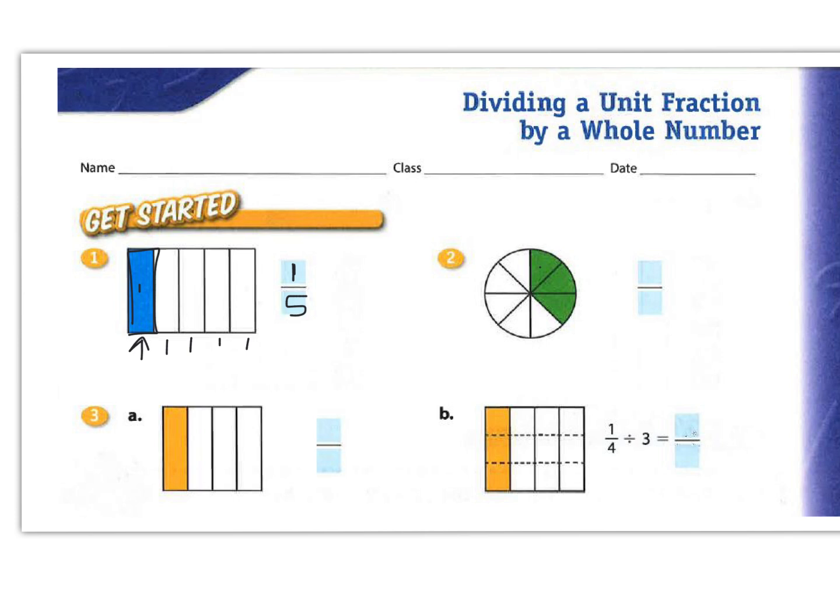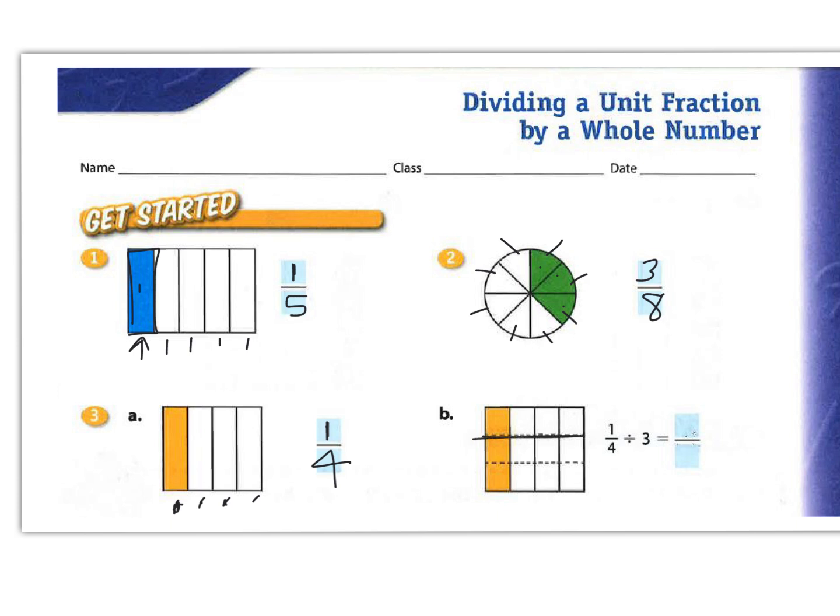Here we have 1, 2, 3 green pieces shaded in, so that goes on top. And the number on bottom is the total number of pieces that the whole makes. So 1, 2, 3, 4, 5, 6, 7, 8. So this is 3/8. Here we have an orange piece. We have 1 piece shaded in out of 1, 2, 3, 4 pieces. So there's 1/4. Now we're going to start and we're going to divide 1/4 divided by 3.